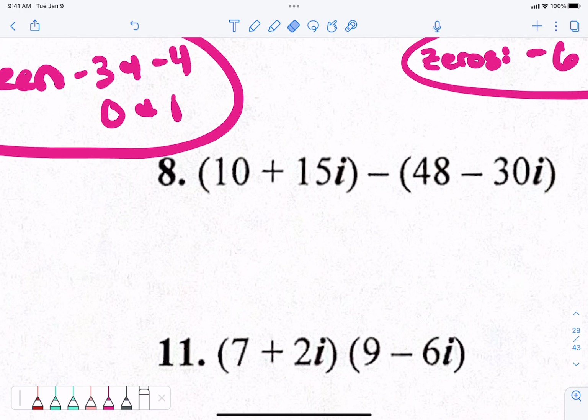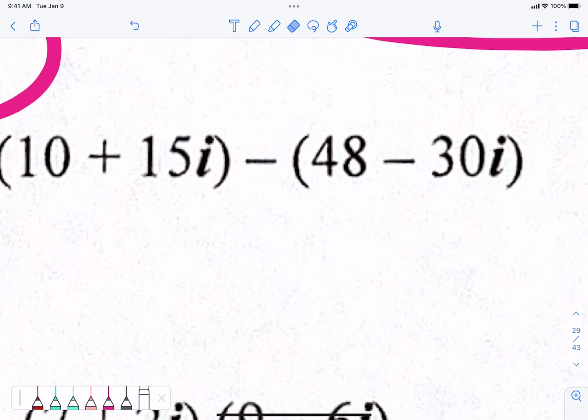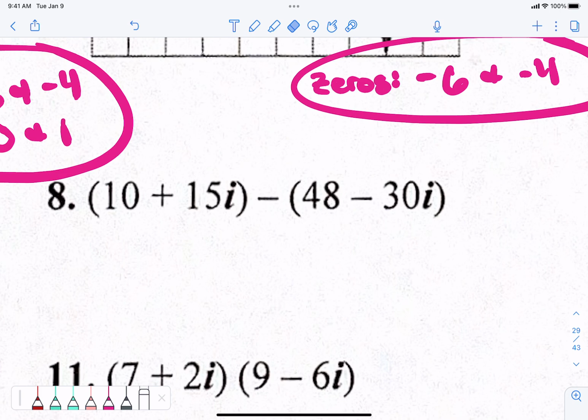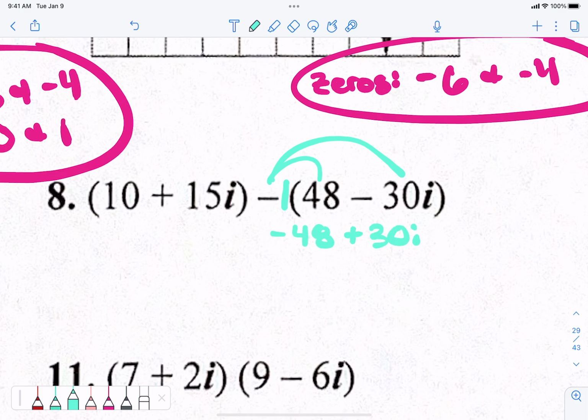Do you foil this one, number 8? You have to put a 1 in front. Right, you're subtracting. So Ethan says put a 1 there. You don't have to put a 1 there, but -1 makes me see in my brain that I need to distribute this negative through. Do you see that? Okay, so if I distribute that negative through, that becomes -48 plus 30i. Okay, this 10 plus 15i is just chilling. Yeah? Now what?